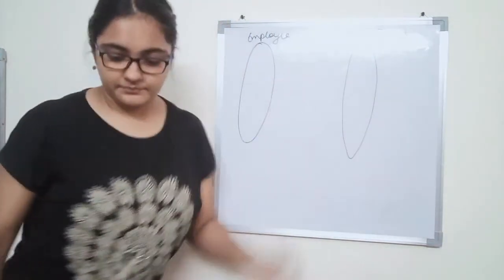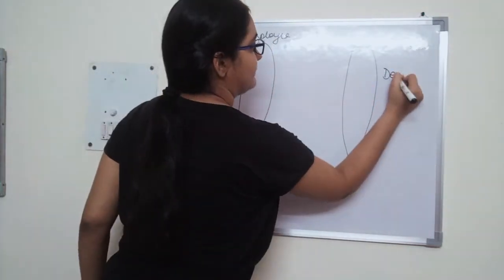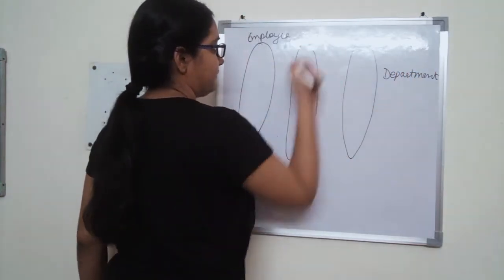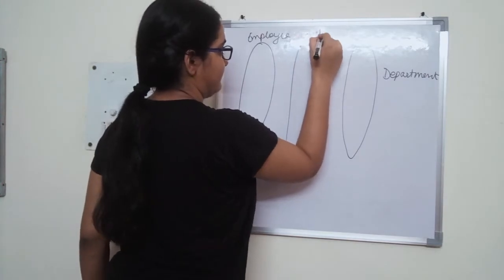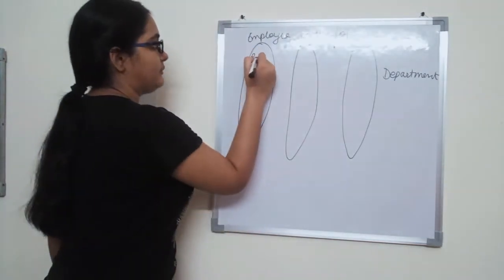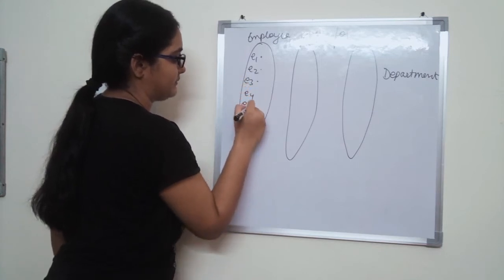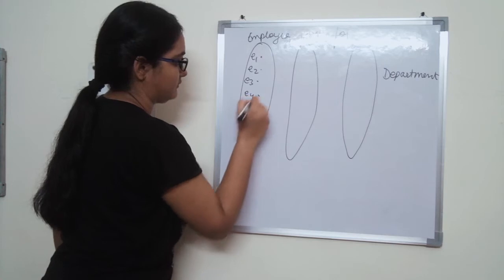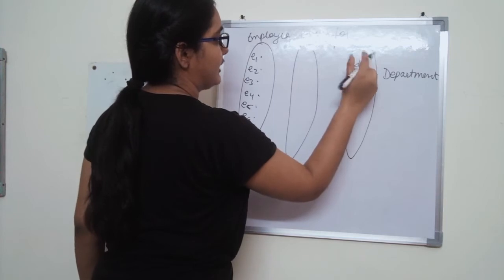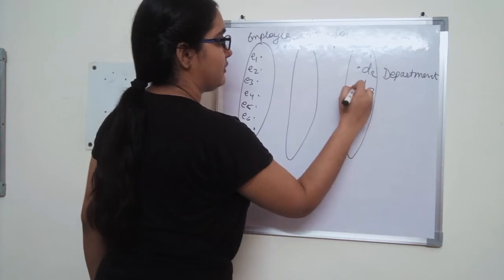Is it visible? Department. And this one is the relationship works for. Right. So there are employees and there are departments. Or let us say there cannot exist a department without an employee. So every department has some employees working for it.